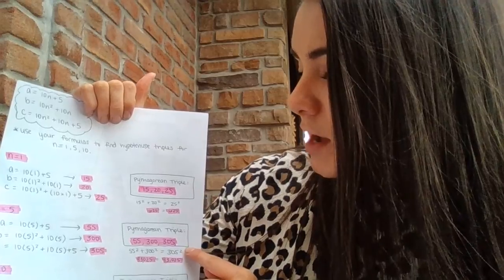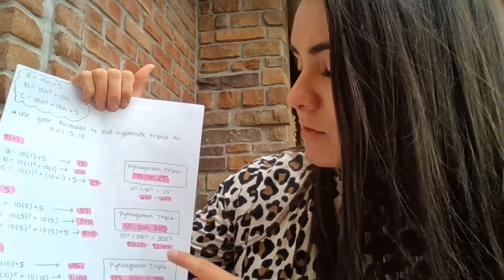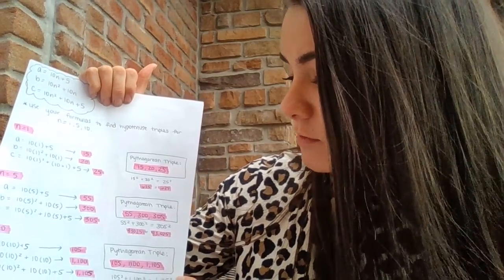For n equals 5, it was 55, 300, 305. And for n equals 10, it was 105, 1100, and 1105.